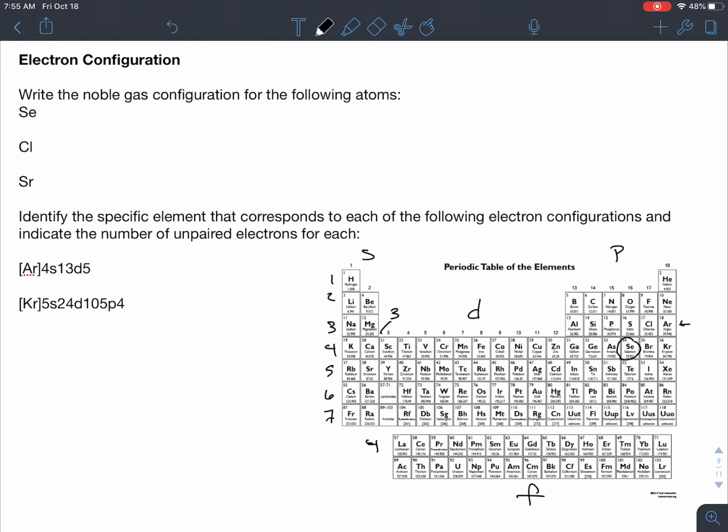The noble gas that comes before it is argon, so I have argon. Then I go all the way here, I have 4s2. Then I have 3d10 and 4p, 1, 2, 3, 4. So 3d10, 4p4.